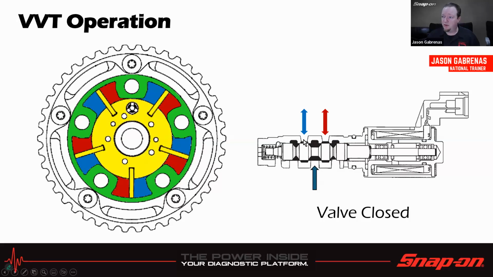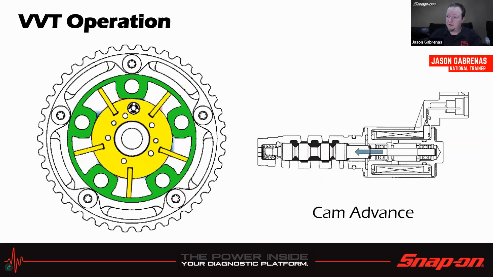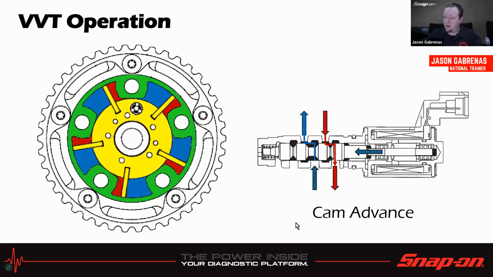Oil would be coming in this way, and then it's going to go on either side. So in this case, it's closed, and we want to advance the cam. We're going to go one way, so it pushes it out.